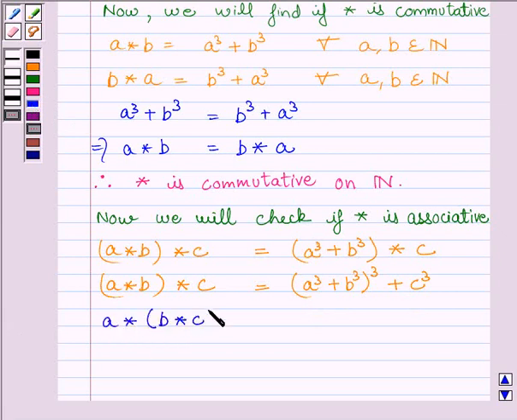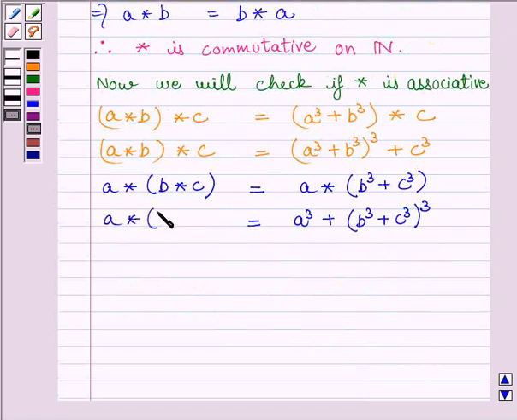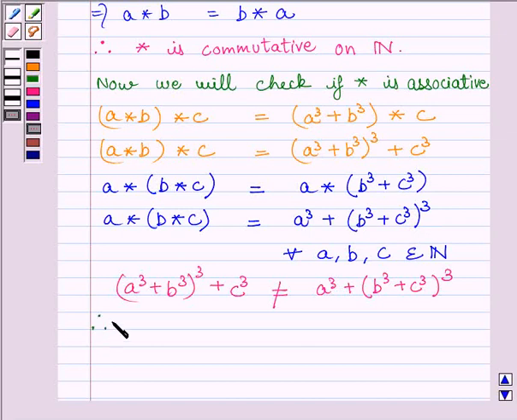Now, we will find a star (b star c), which is equal to a star (b cube plus c cube), which is further equal to (a cube plus b cube plus c cube) whole cube. So, we can write a star (b star c) is equal to (a cube plus b cube plus c cube) whole cube for every a, b, c belonging to the set of natural numbers. But we can see (a cube plus b cube) whole cube plus c cube is not equal to (a cube plus b cube plus c cube) whole cube. Therefore, we can write (a star b) star c is not equal to a star (b star c).